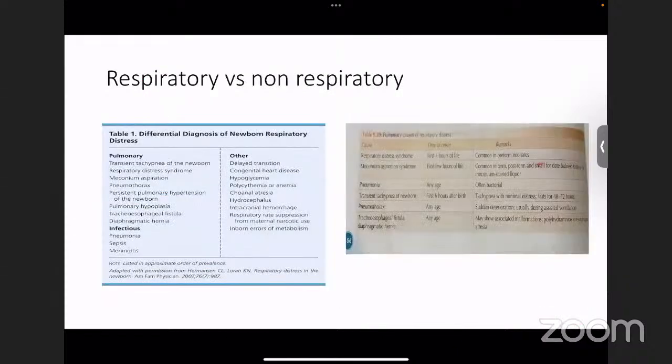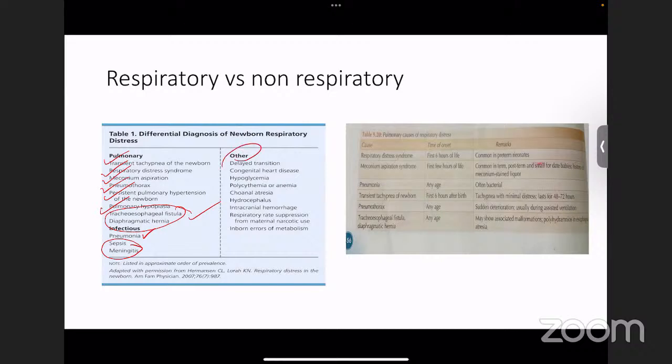So, respiratory versus non-respiratory. Respiratory causes: you have TTN, respiratory distress syndrome, meconium aspiration, pneumothorax, PPHN, pulmonary hypoplasia, TEF, and diaphragmatic hernia. Infection, yes: reflex tachypnea is also because of sepsis, meningitis, and pneumonia may cause it. You are aware of tachypnea with distress.